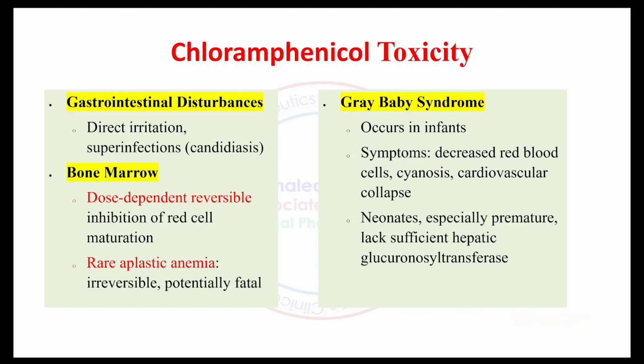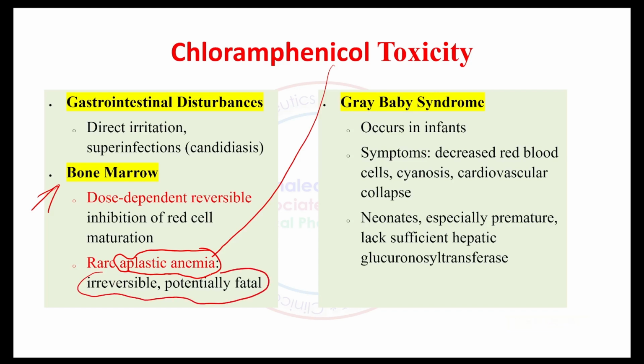Here is the key word for us: chloramphenicol causes bone marrow toxicity. Bone marrow toxicity may cause aplastic anemia. For this reason, we don't recommend using chloramphenicol. It may cause irreversible aplastic anemia, so we don't recommend it due to the risk of aplastic anemia. Chloramphenicol may also inhibit the bone marrow in a dose-dependent manner. For example, if you use a large dose, this dose will inhibit the bone marrow and cause anemia also.